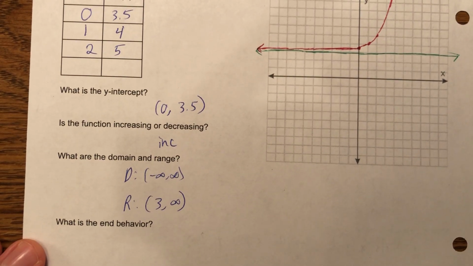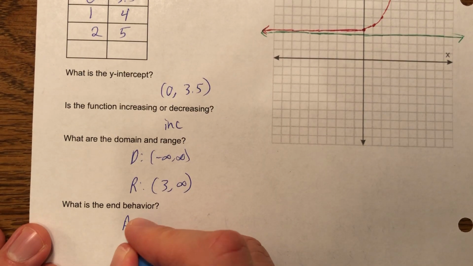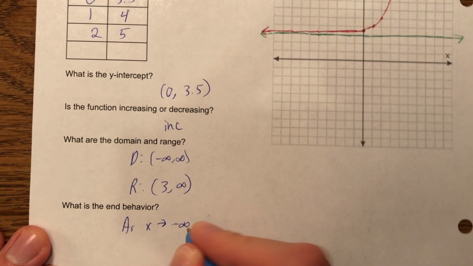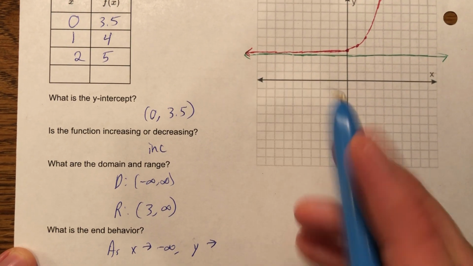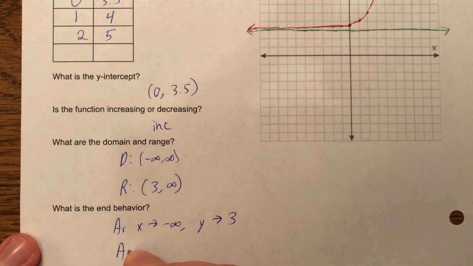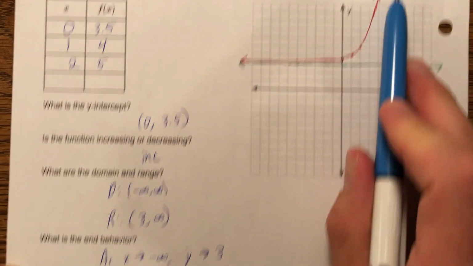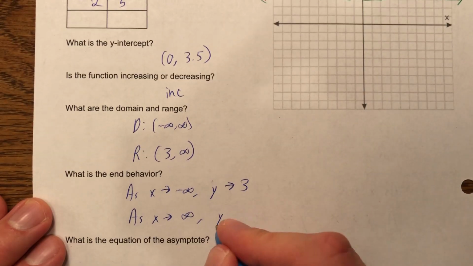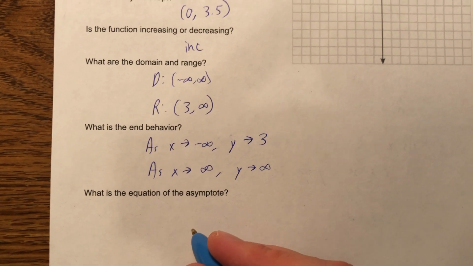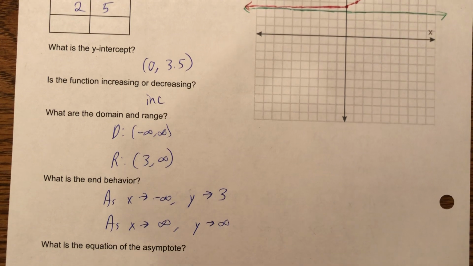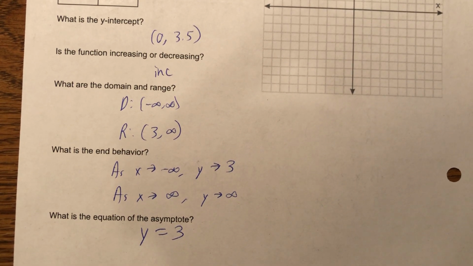What is the end behavior? Okay, I can go to the left forever. So as x approaches negative infinity, y approaches, well, we're getting close to the y value of 3. y approaches 3. As x approaches positive infinity, we're going this direction, y is going up, up towards infinity. So y goes towards infinity. And last question, what's the equation of the asymptote? The green line crosses the y-axis at 3. And there we go.